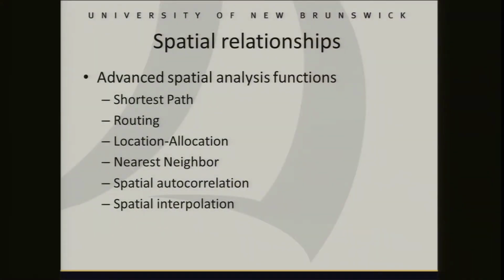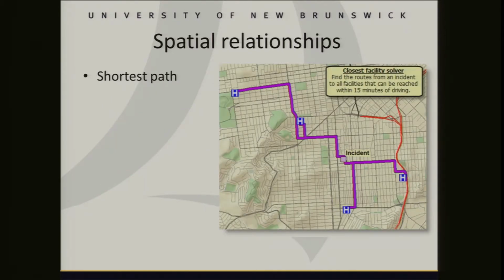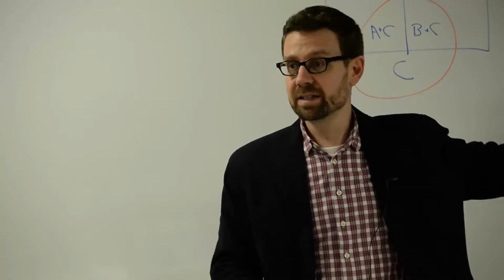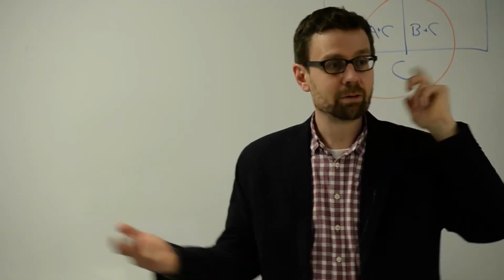Some more advanced things that we can do. Some of the people who do any sort of traffic planning and things like that, or regional planning, or healthcare planning, you can do shortest path. What's the shortest path from an incident to the hospital? Police use these, ambulances use these, fire departments use these all the time. 911 dispatchers often have a system like this. I don't know if they do here in New Brunswick. Probably do.